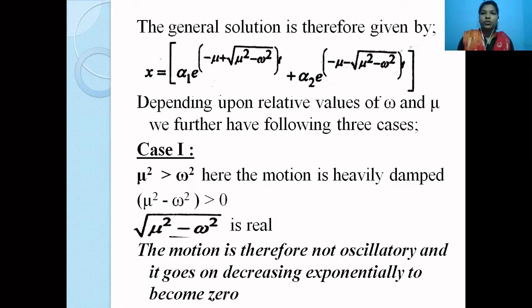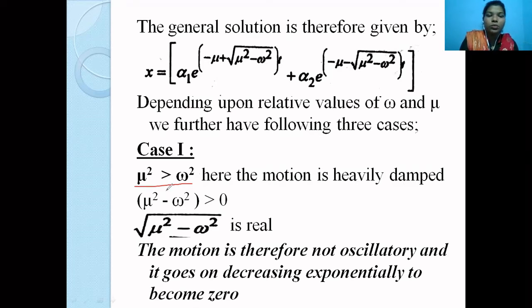So let me discuss the first case. The first condition that I discuss is mu square is greater than omega square. Just give me a moment, let me get this annotation. Yeah. So if mu square is greater than omega square, what will happen here? We will get some real value. If I get some real value here, then I can say that the motion here is going to be heavily damped.